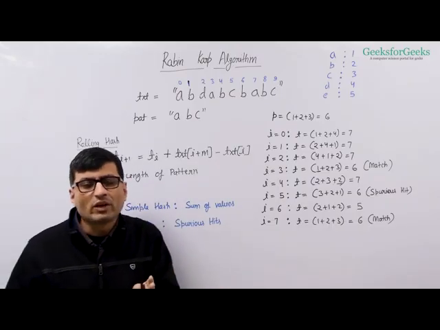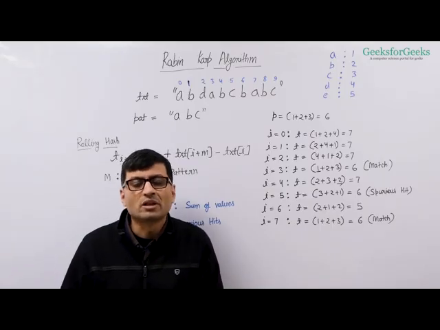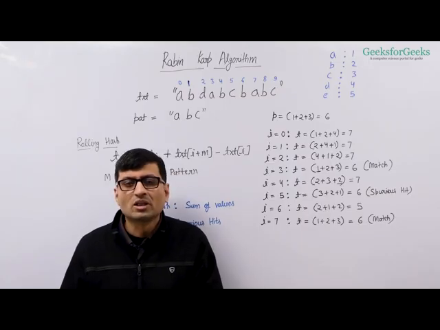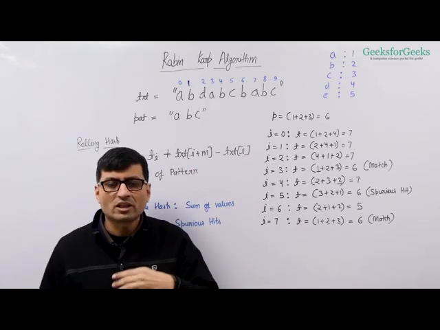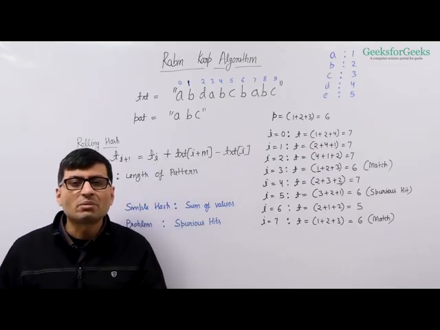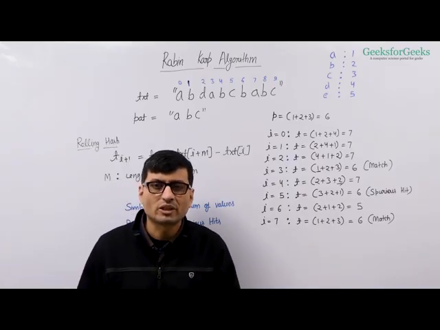For a pattern of length 3, it might not look like a big optimization, but imagine patterns of lengths hundreds or thousands. We are simply doing one addition, one subtraction rather than traversing through those hundreds of characters. So this rolling hash can be computed in big O of one time using the previous hash value.